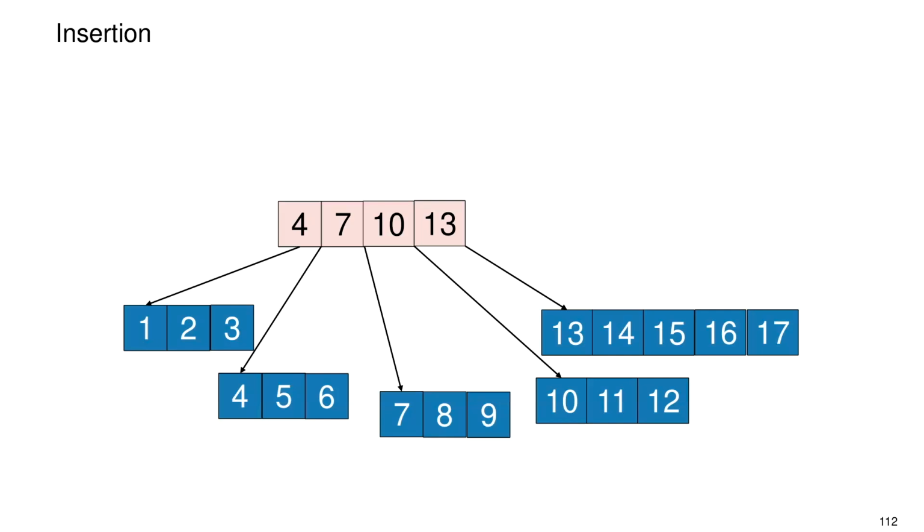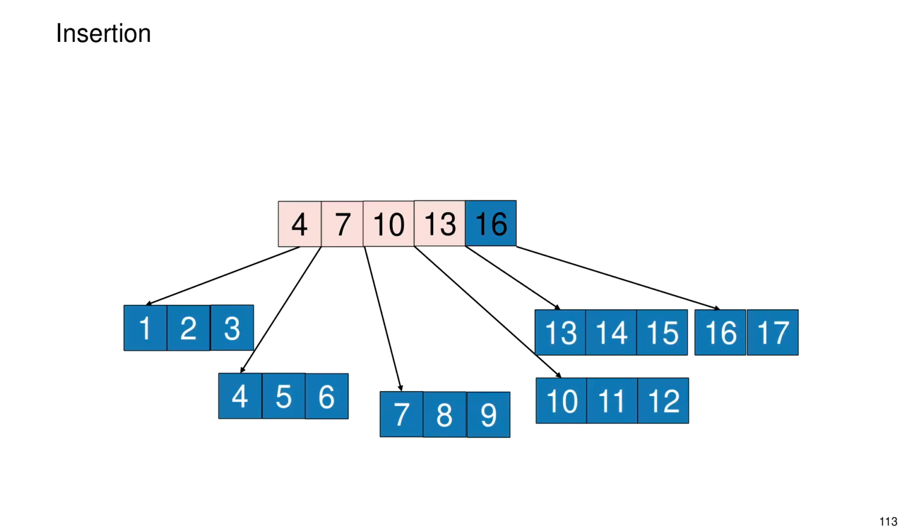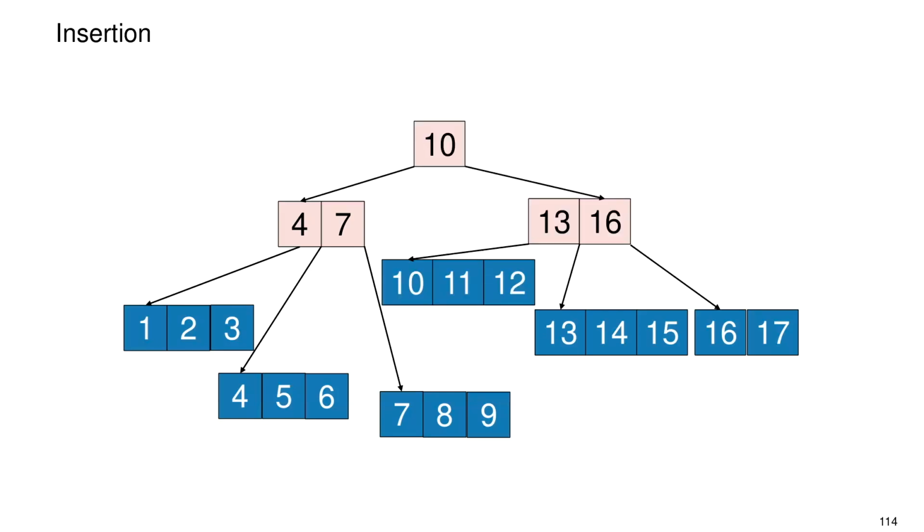So I split it, let's say between 15 and 16. But do you see what's happening now? I propagated breaking the rule. Now it's the root that is breaking the rule, right? Now the root has too many children. It has 6 children. That's too much. What do we do? We split the root, and now we have an even taller tree. Now we have one more level in the tree.